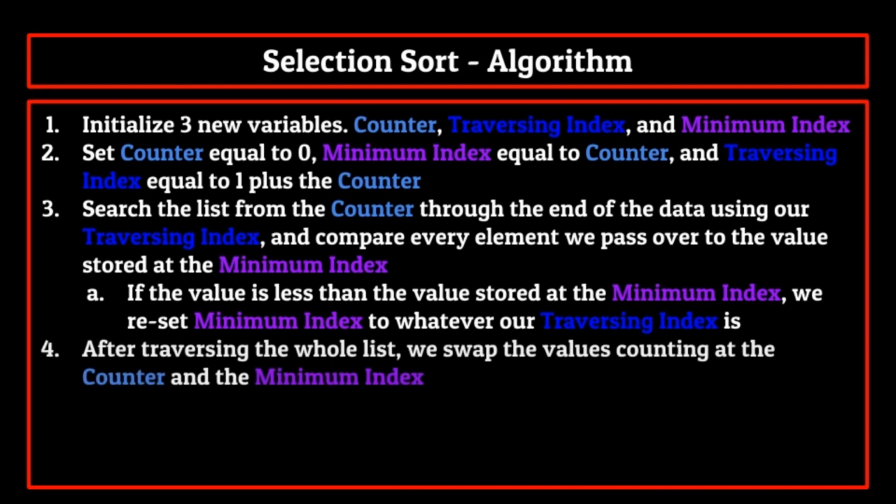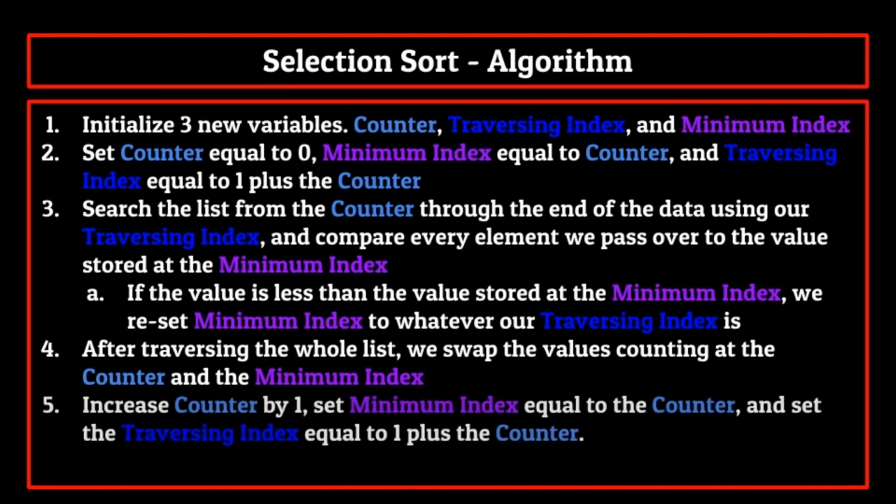The next step is to swap the values contained at our counter and the minimum index. This puts the minimum value in the unsorted part of the list in its correct place in the sorted part of the list, and puts the integer that was stored at our counter further on in the unsorted part of the list, to be placed in further down the road.